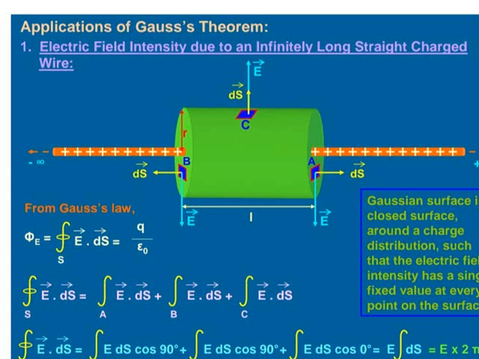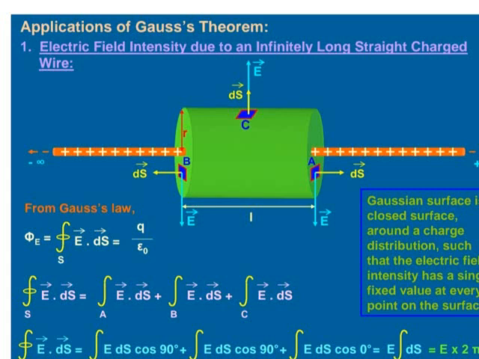To determine the field at a distance r from the line charge, we choose a cylindrical Gaussian surface of radius r and length L, with its axis along the line charge, as you can see in the figure. This Gaussian surface consists of three surfaces: two are circular and one is curved. The two circular surfaces are named A and B, and the curved surface is named C.